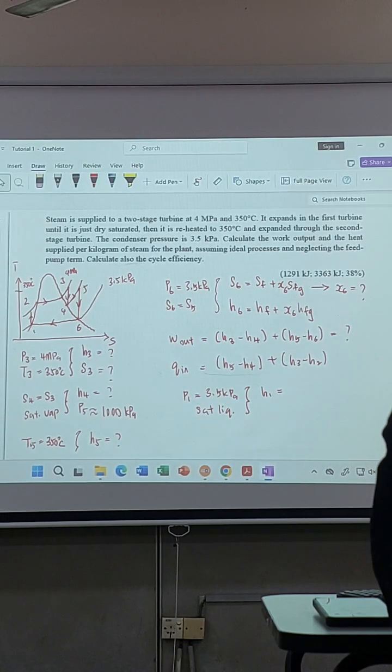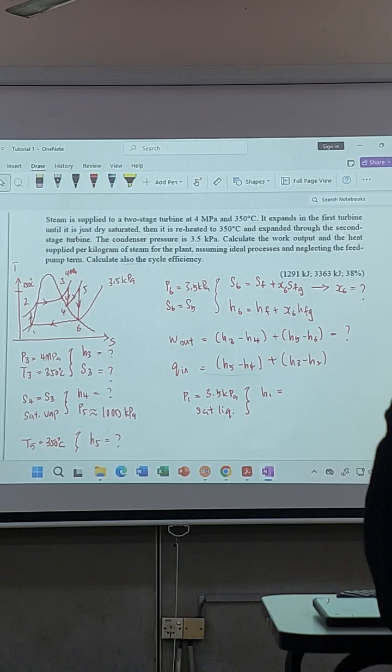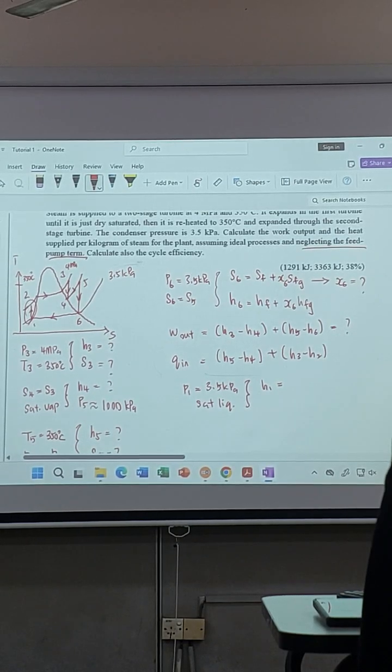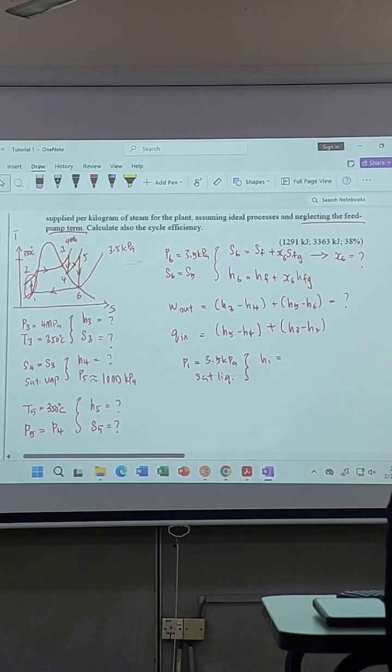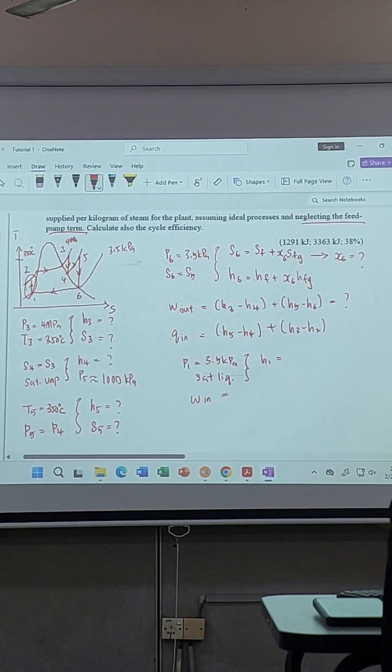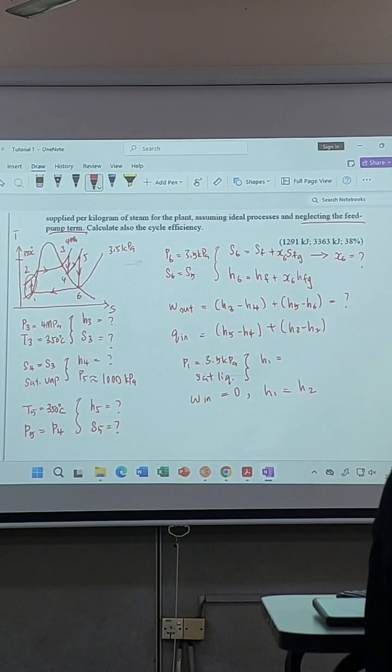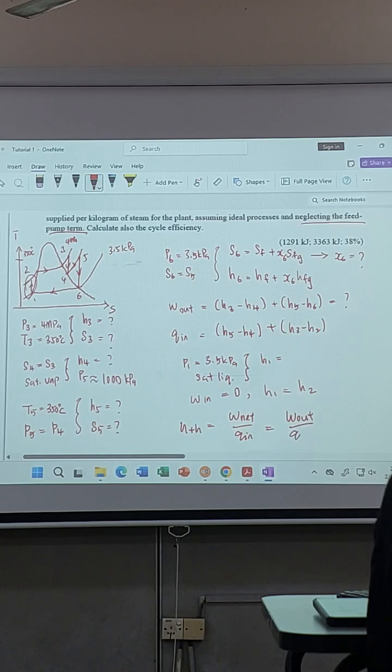It says that you neglect the feed term, right? Meaning this doesn't exist anymore. So work in is 0, so H1 equals H2. So you can directly use the value H1, and then you can calculate Q and thermal efficiency as usual. You just work out over Q.